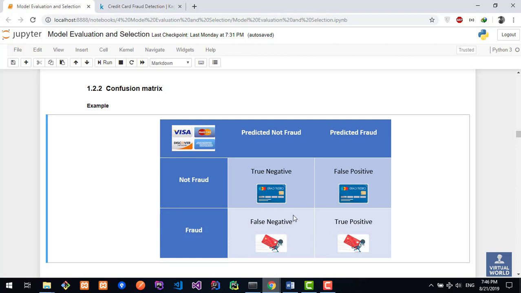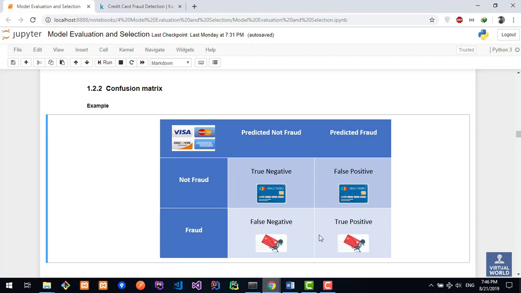The first one is true positive. True positives are the values that are predicted positive and are actually positive. False positives are the values that are predicted positive and are actually negative. True negatives are the values that are predicted negative and are actually negative. Finally, false negatives are the values that are predicted negative and are actually positive.